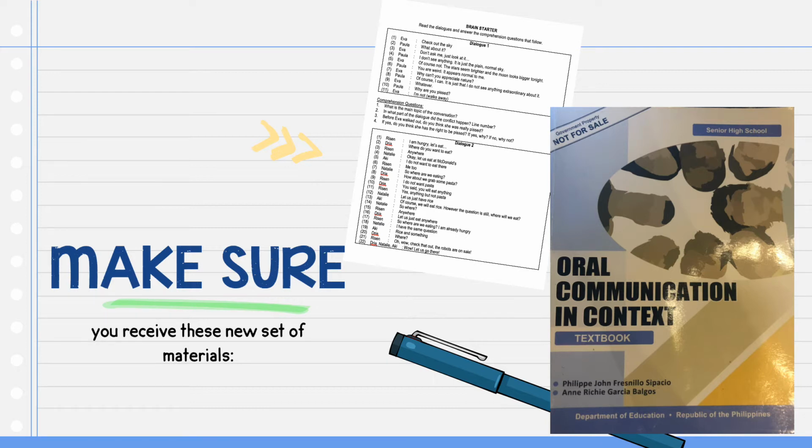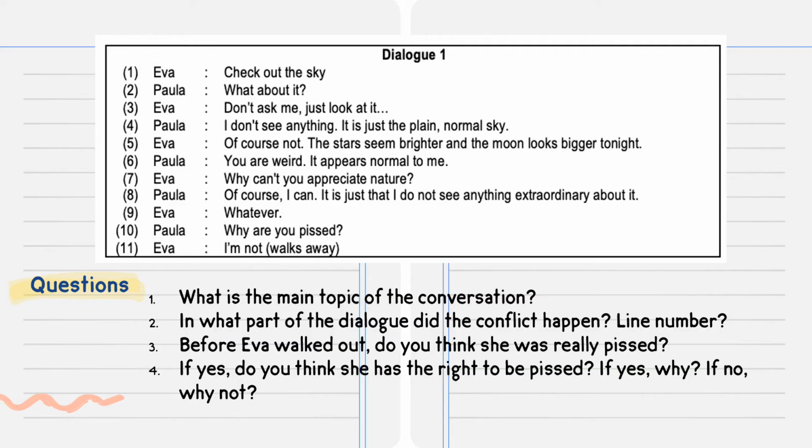Okay? So you are not allowed to write anything on the pages of the book. You're not allowed to fold. Actually, if you can put a bookmark, then that's best if you want to return to a particular page. And you are not required to cover it with plastic, but if you think it is necessary, then go ahead. Okay? Now, let's proceed to the first activity. This can be found on the Brain Starter na sheet.